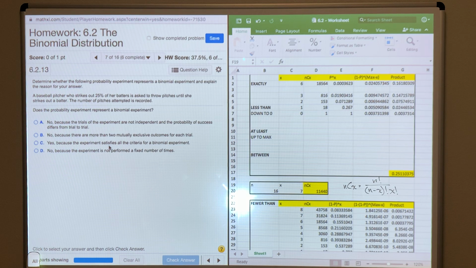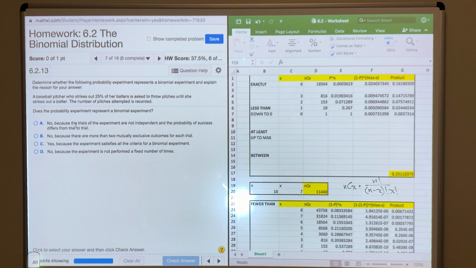All right, number 7. A baseball pitcher who strikes out 25% of her batters is asked to throw pitches until she strikes out a batter. The number of pitches attempted is recorded. Now remember, you want to have all of these criteria satisfied, so they have to be satisfied. Let's take a look at our options.